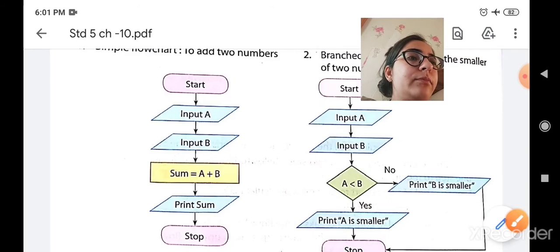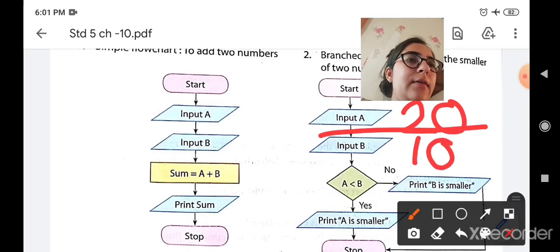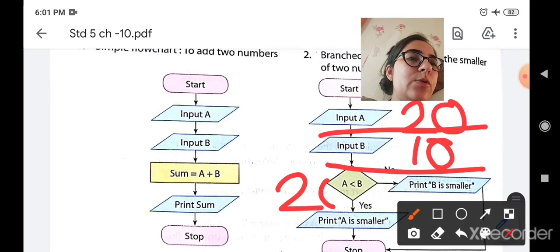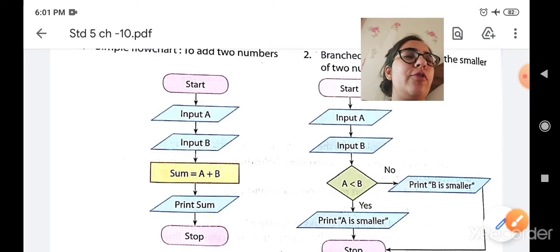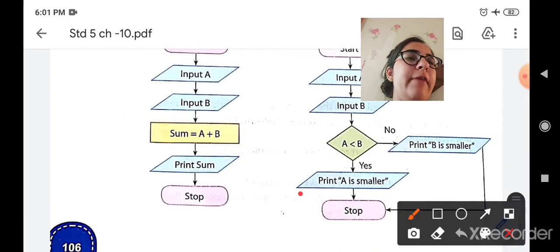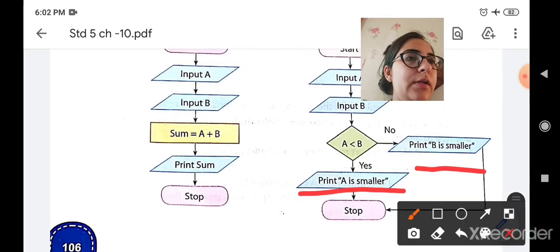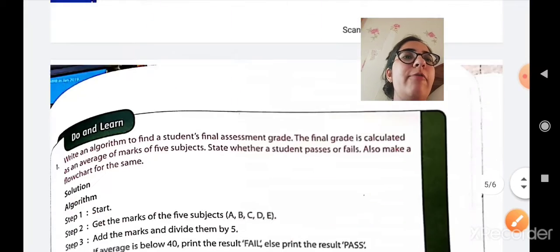But if here the student or the person has entered 20 as the first input A and 10 in B, then is 20 less than 10? No. So B is smaller. Okay, so this is how a branched flowchart is implemented. And finally, the output will be displayed. If A is smaller, then "A is smaller" will get printed. But if B is smaller, then "B is smaller" will get printed. And finally, here our flowchart will stop. Okay, so these are the two types of flowcharts.